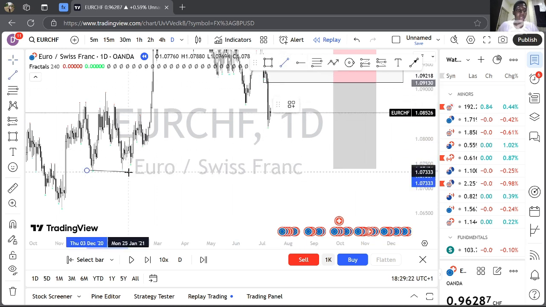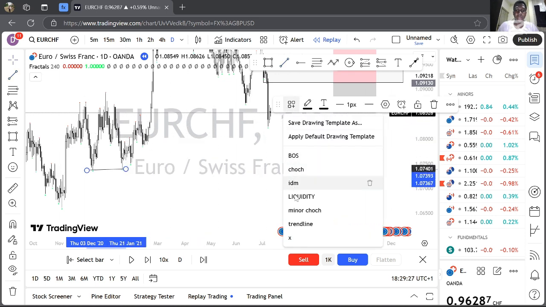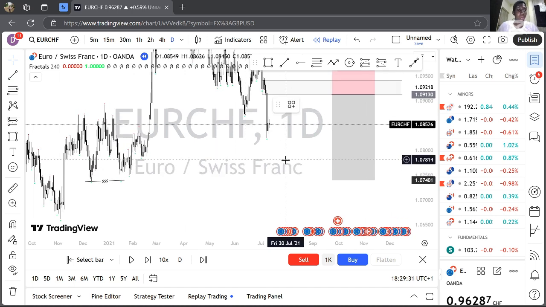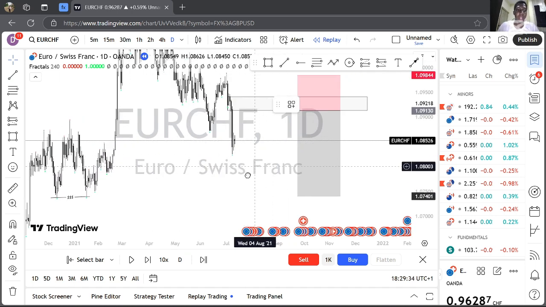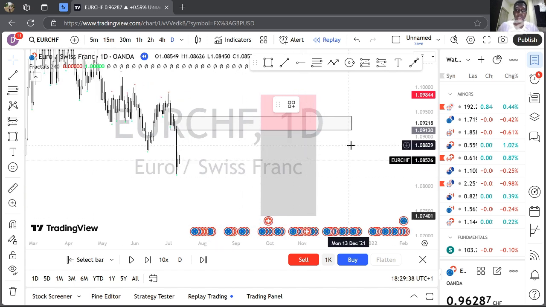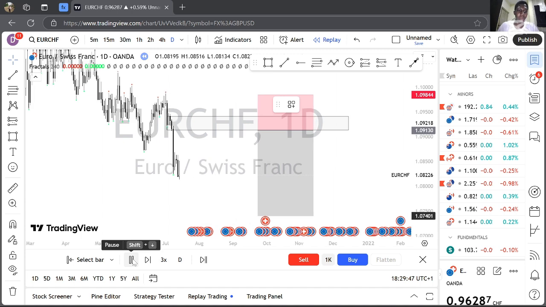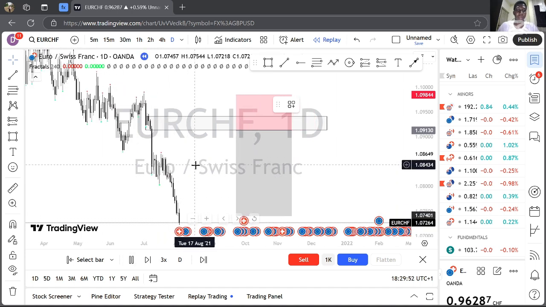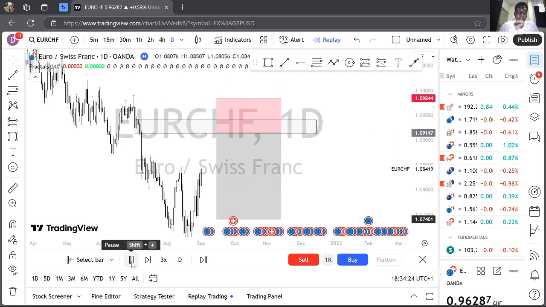I'll talk about liquidity in a later video and how to utilize it in trading, but just know that price tends to take out liquidity to power the markets, because the markets and prices are fueled by liquidity. Liquidity just means money. So wherever your money is, the market is likely to take it. So let's play this and see how it goes. You can see prices moving up.